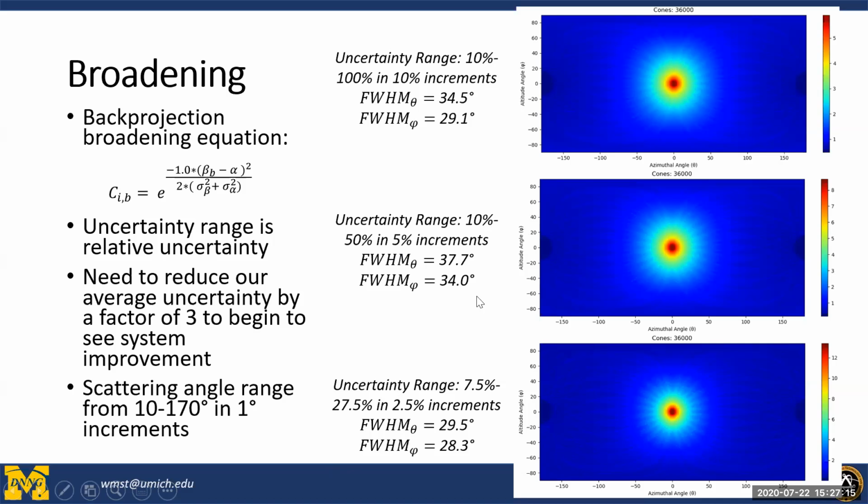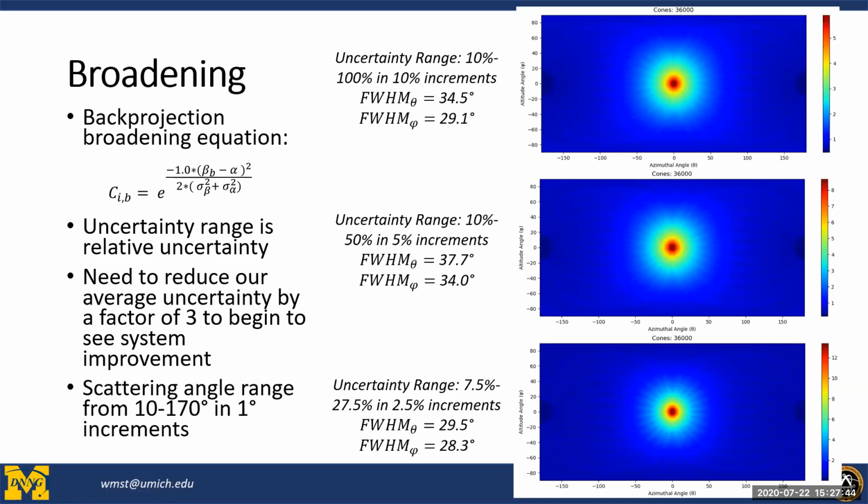And what we see is that initially dropping our average uncertainty down from a range of 10% to 100%, to 10% to 50%, we actually don't see that big of a change in our simple back projection image. In fact, if we look at the full width at half maximum, so just taking a slice here in both the azimuthal and altitude, we actually see a slight increase, even though we had a decrease in our relative uncertainties.